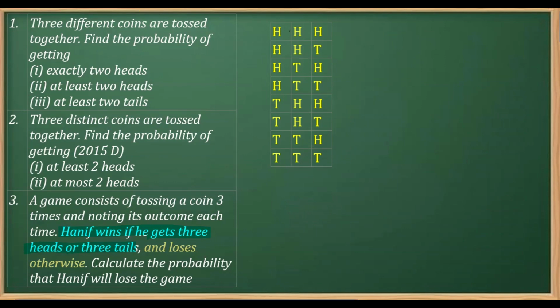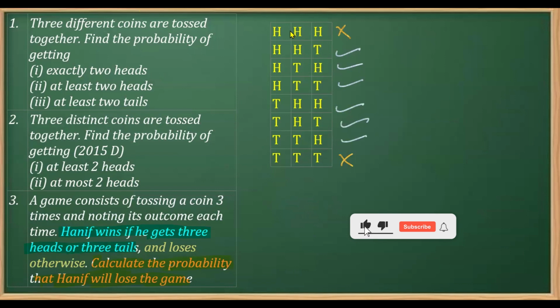Calculate the probability. What we have to get is the probability that Hanif will lose the game. So lose is what? Loss is when he gets otherwise. Otherwise means except for this. So he wins when he is winning, and I'm putting a cross over here, right? Because we are not taking winning, we are taking losing. So he wins if there are 3 heads or 3 tails, and otherwise he loses. But our favorable is not win, right? Our favorable is loss because we are looking for the possibility of him losing the game.